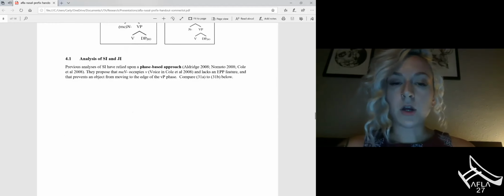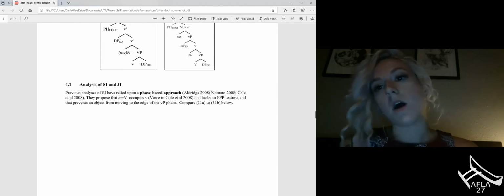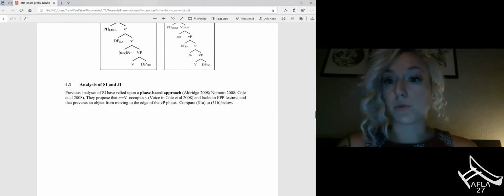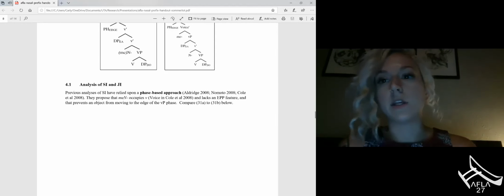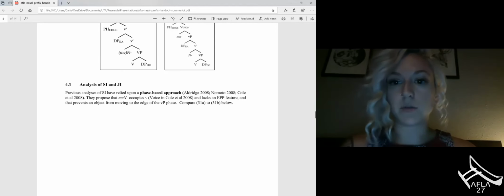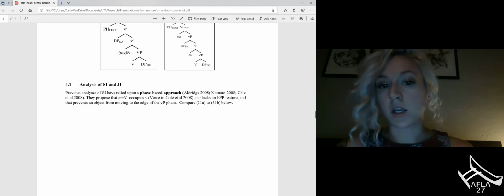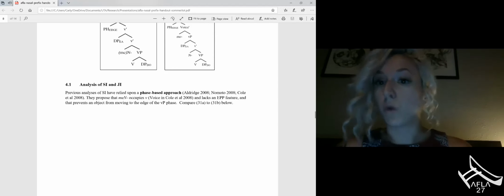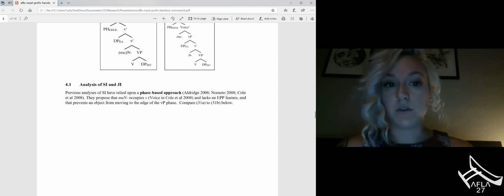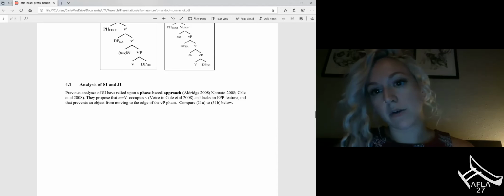So I'm going to follow some previous analyses of Standard Indonesian. It's very popular to use a phase-based approach, kind of comparing these to Philippine-type languages, which we also have a lot of analyses using a phase-based approach. And I'm going to follow a couple authors, Aldridge, Nomoto, Cole et al., proposing that meN occupies little v, or voice in Cole et al., and lacks an EPP feature, and that prevents an object moving from the edge of the vP phase, thus making it inaccessible to the higher phase.